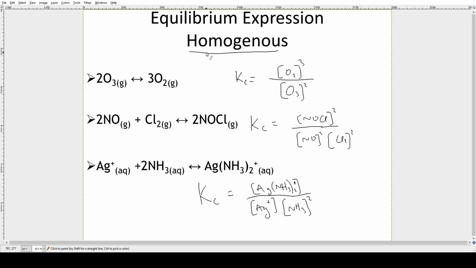We know homo means same, and in this case it means same phase. We're looking for things that are in the same phase. So here, they're all gases. And here, yep, all gases. And here, they are all aqueous, so homogeneous. Nothing too fancy there.